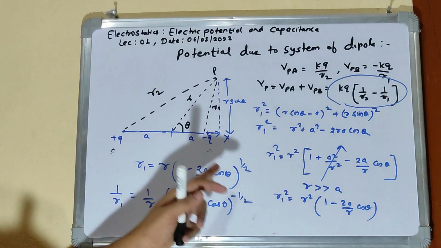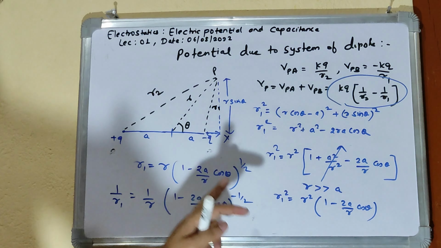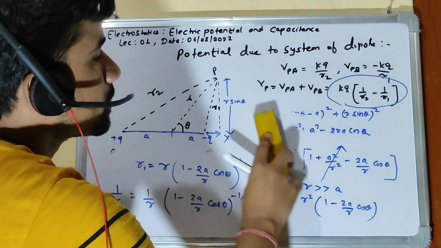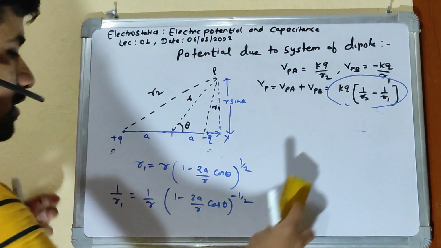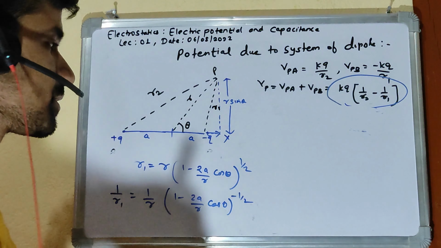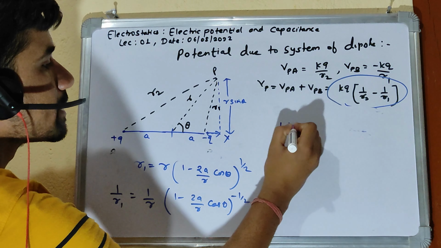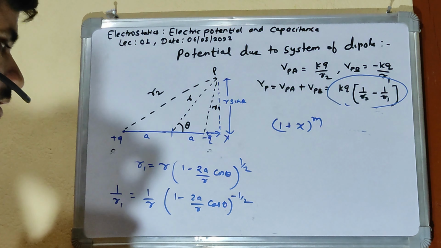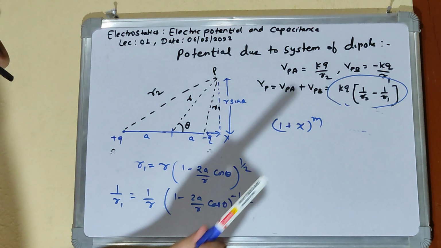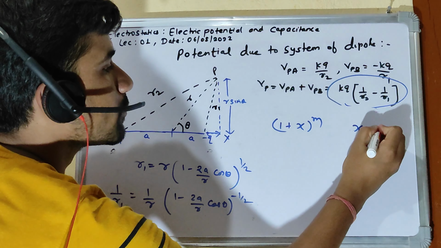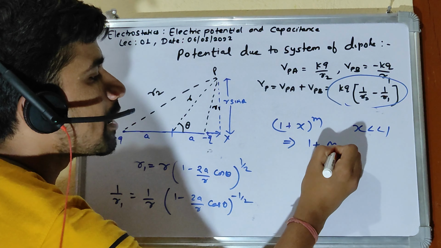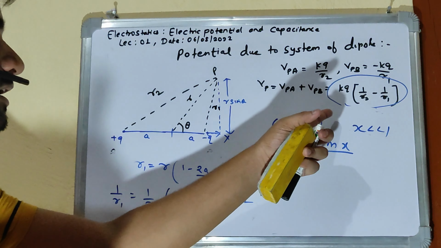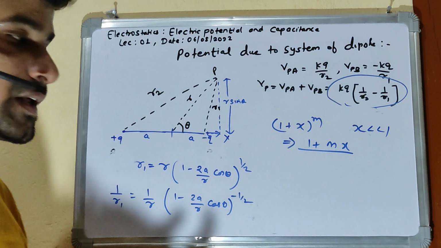Now we need to solve this particular expression, and this is a binomial expression. For a general binomial expression, 1 plus x to the power m, where x is less than 1, this can directly be approximated to 1 plus mx. So I can just bring this power as a coefficient of x and place it.